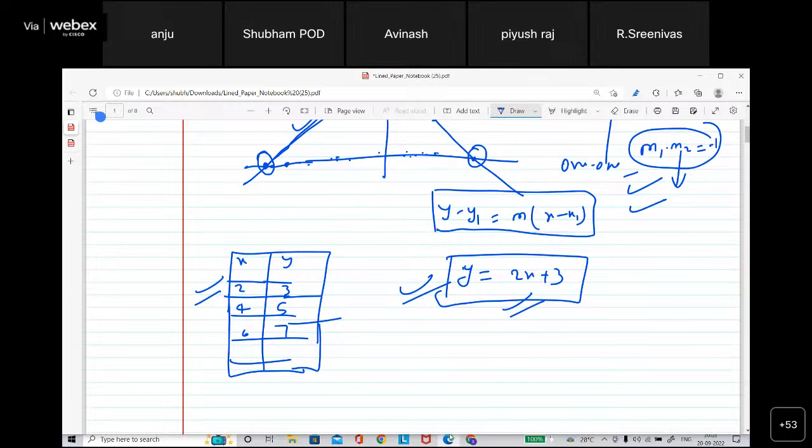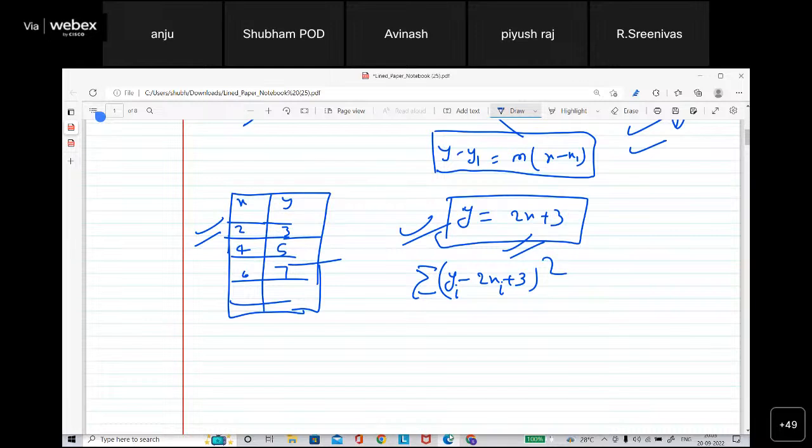You substitute the values of xi and yi here, make it square, and calculate the sum. For the first point, y is 3 and x is 2, so it is 3 minus 2 into 2 minus 3, whole square. Sorry, here is minus. So y minus the quantity 2 times x plus 3, whole square.